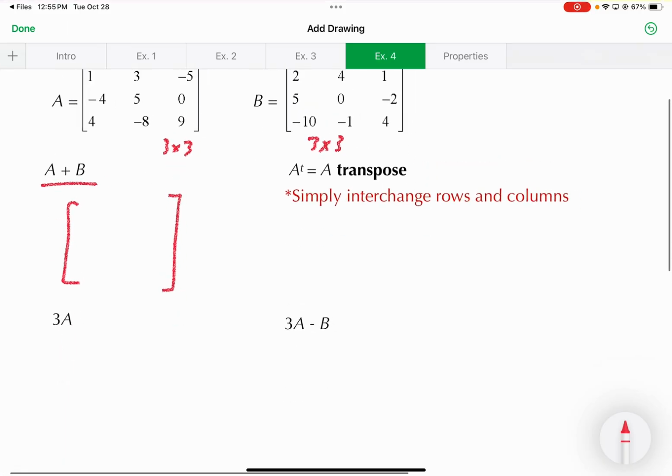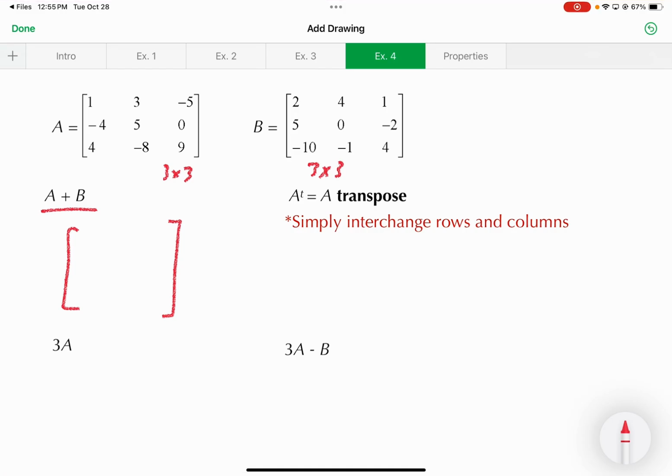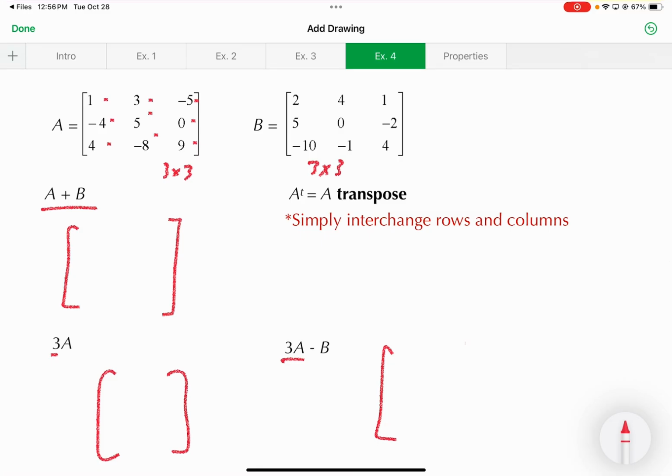When you do 3 times a matrix, or a scalar multiple times a matrix, you literally take that value and multiply each entry or each element in that matrix by that value, and that'll give you what your new matrix is. And then for this one, we would multiply 3 by a, get a new matrix, which is what we would write here. And then we would subtract the elements from b from the entries in that matrix, and then we would get a new 3 by 3 matrix here, okay?